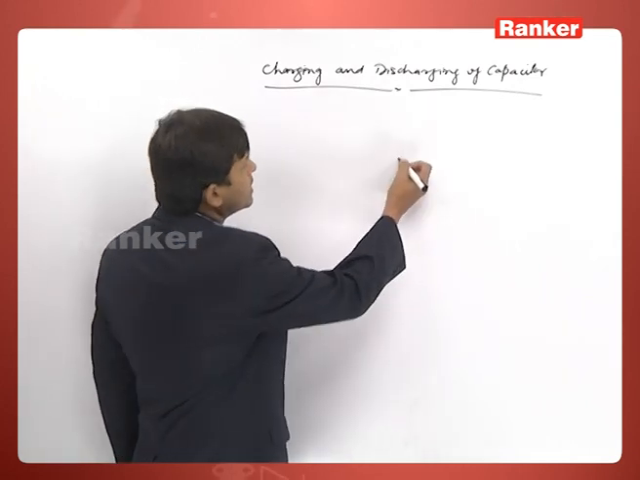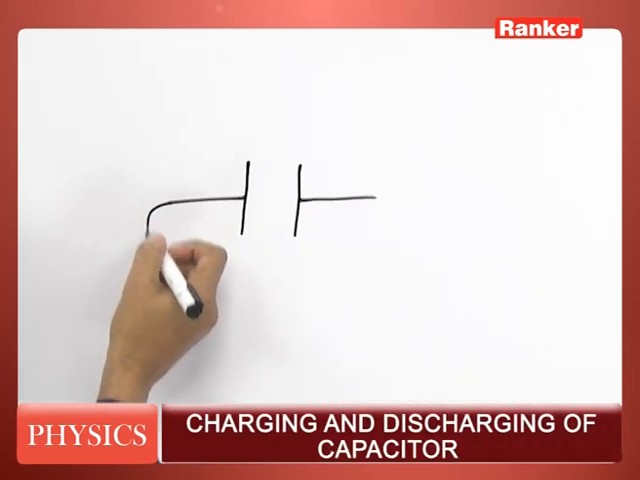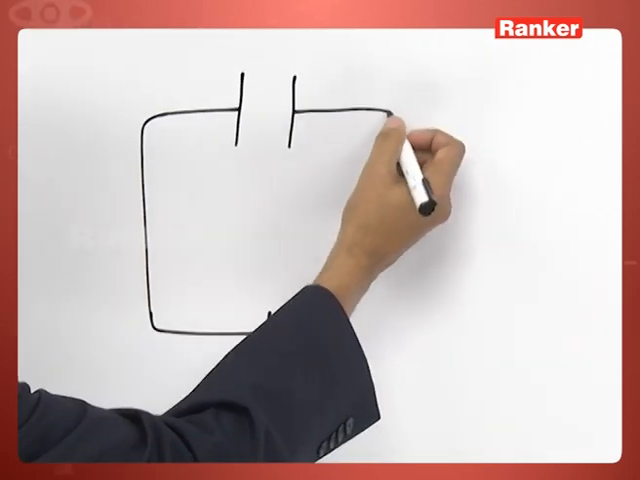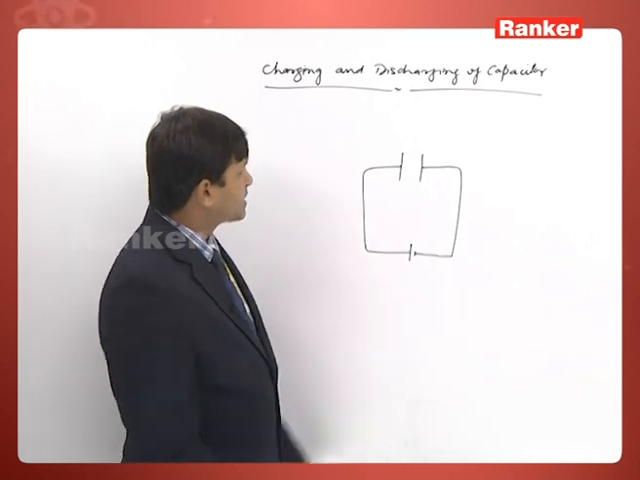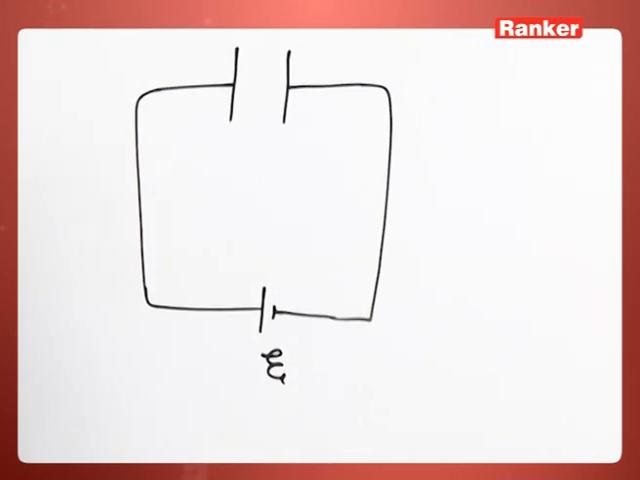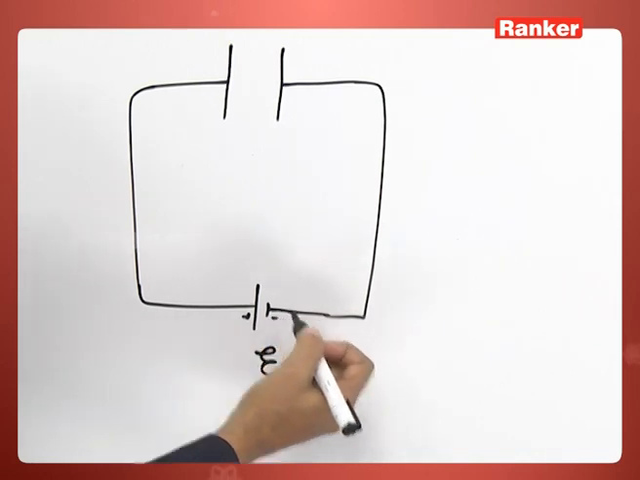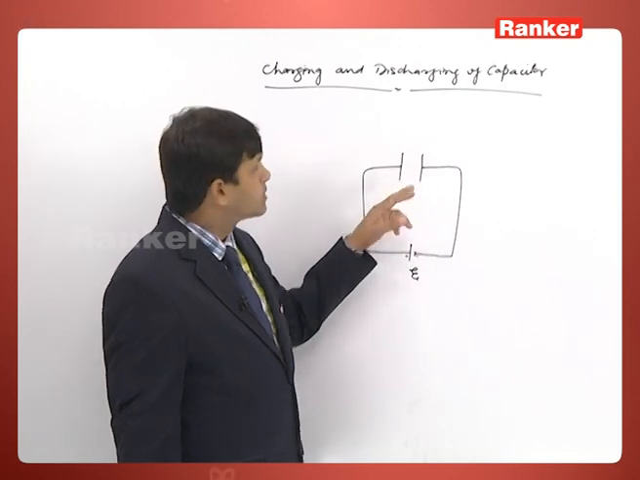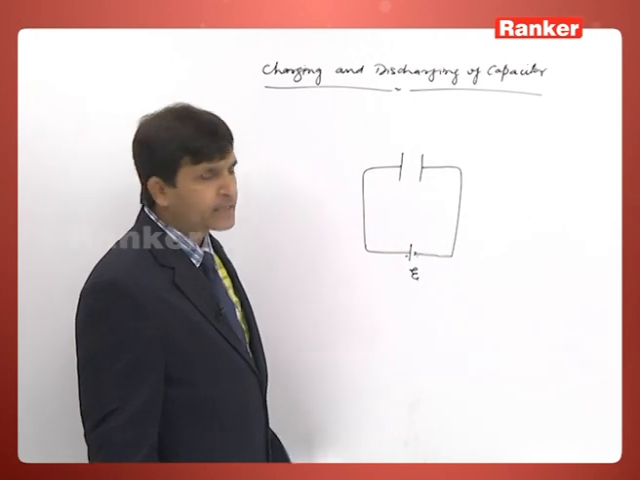So let, for example, this be a parallel plate capacitor, and this capacitor is connected to a battery. See the process of charging. Process of charging means, let E be the EMF of this cell, meaning that this is at higher potential and this is at lower potential, and these are the two plates of a capacitor. Two plates of a capacitor means these are two separate conductors.